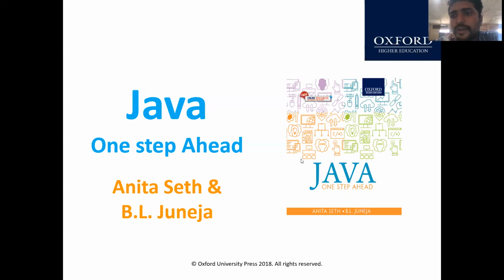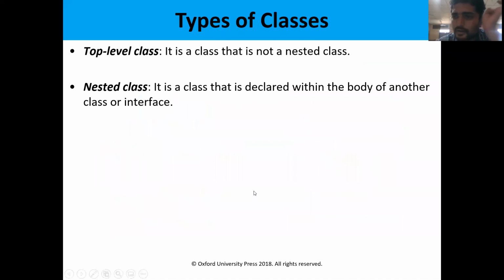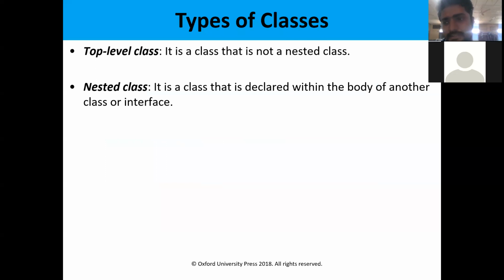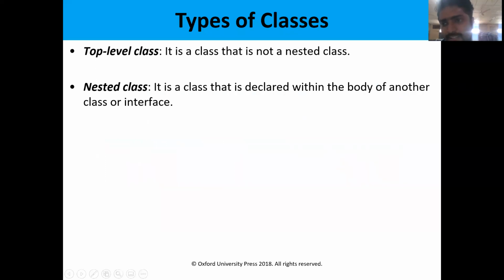So in the previous classes, we have discussed classes and objects: the declaration of the class as well as the declaration of the object. We have seen that we have two types of classes: the top level class and the nested class. In the nested class, we have subclasses, that is static nested classes and non-static nested classes. So we have many variations in the classes.